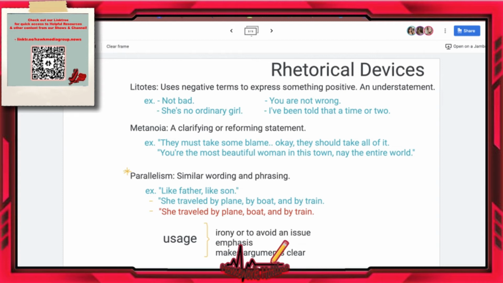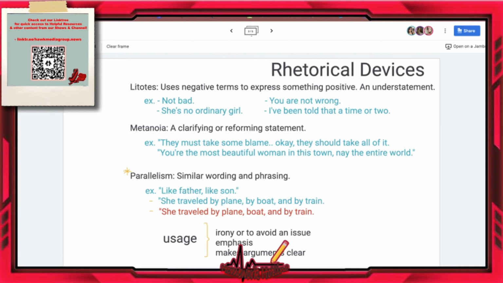So when we talk about rhetorical devices, they all have a purpose. Litotes, in terms of their usage, are used in order to provoke irony or to avoid an issue. I know that sometimes I'm not really comfortable with telling the truth. I don't like hurting someone's feelings. So instead of saying that something is horrible, I might say, well, it's not amazing, right? So it's also used to avoid an issue.